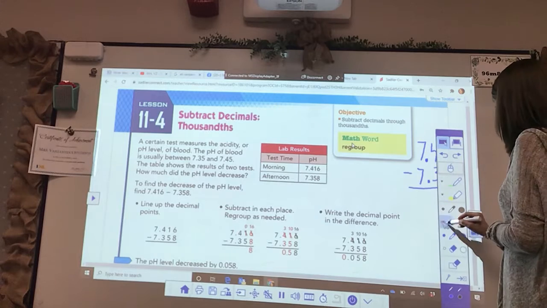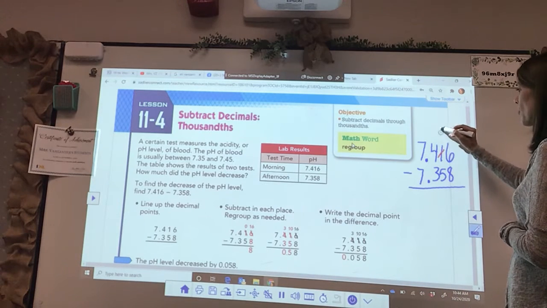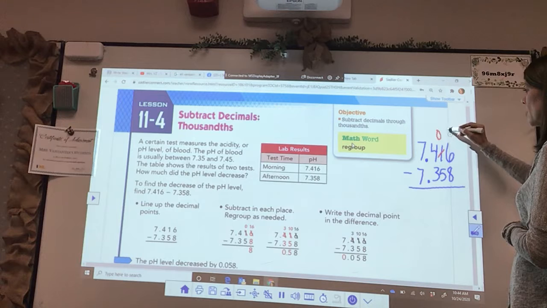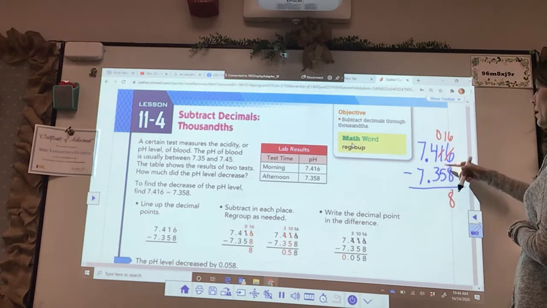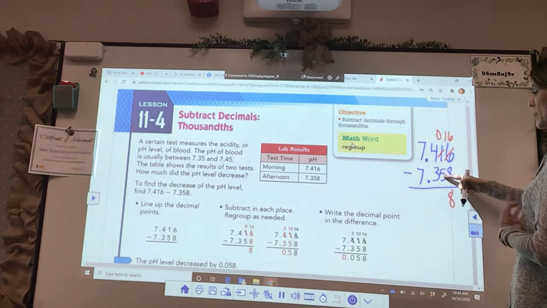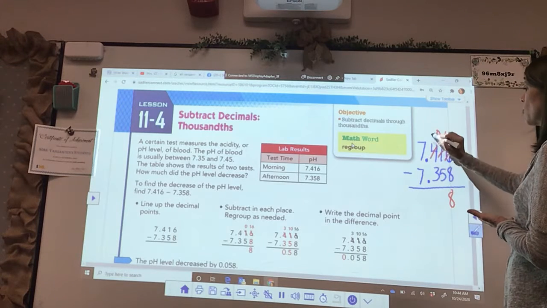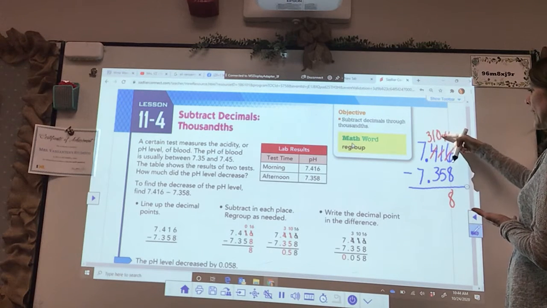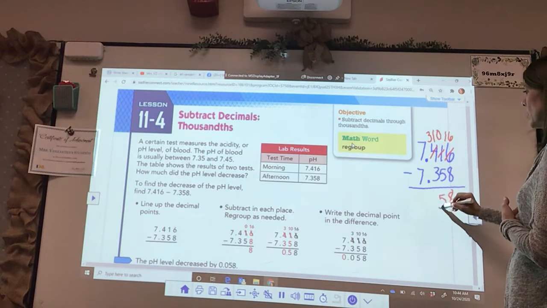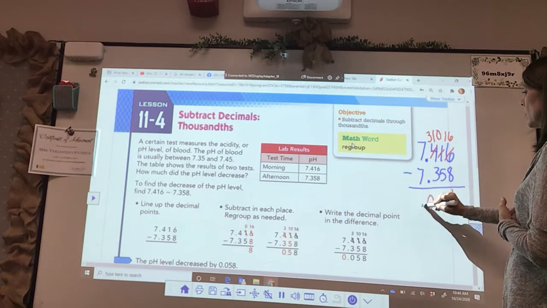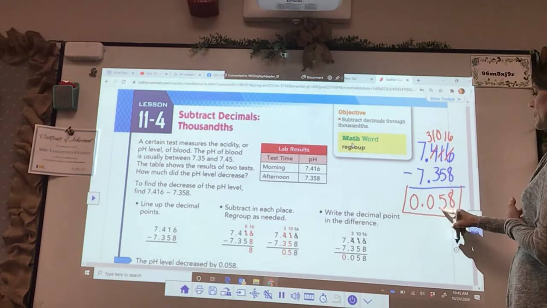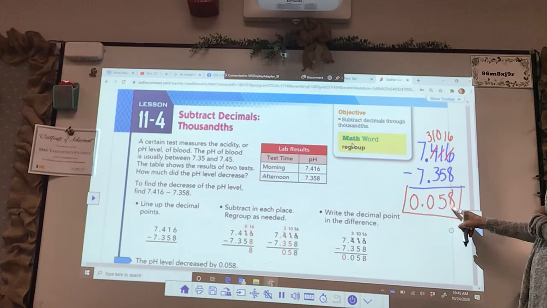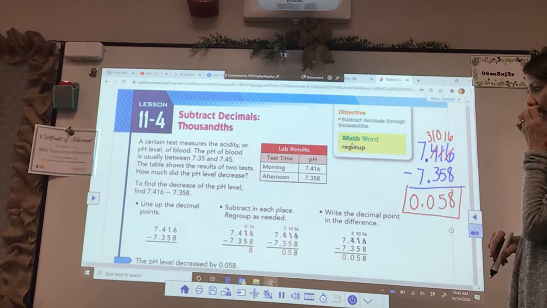So you need to, let's do this in red so you can see, you need to borrow from here. You're going to put that one over here, and this is going to become 16. 16 minus 8 is 8. 0 minus 5. You cannot take 0 and take 5 away from it. You have to borrow from this 4. Make it a 3, and that becomes a 10. 10 minus 5 you can do. 3 minus 3 is 0. 7 minus 7 is 0. So the difference is 58 thousandths. That would be your difference between morning and afternoon.